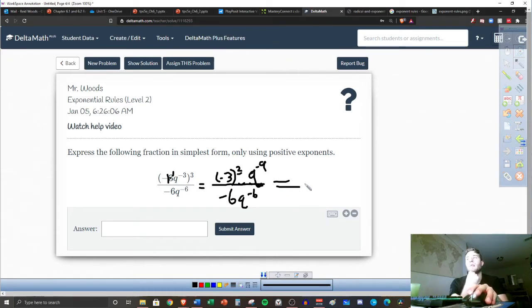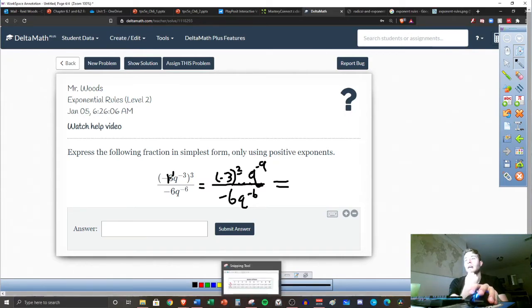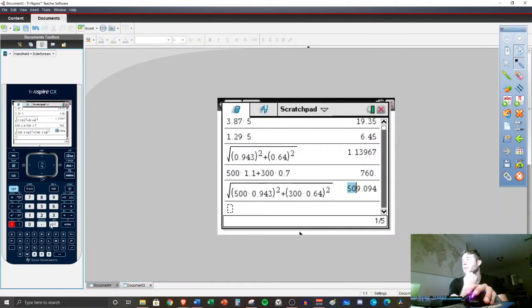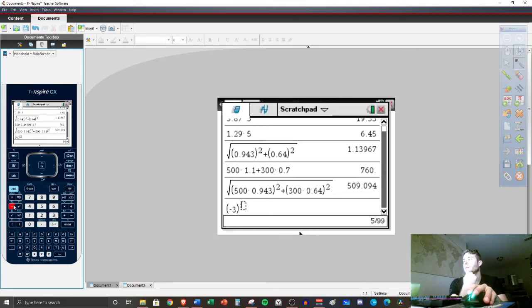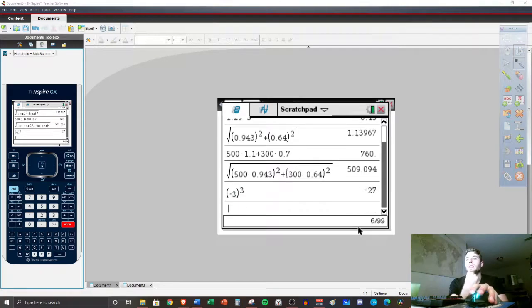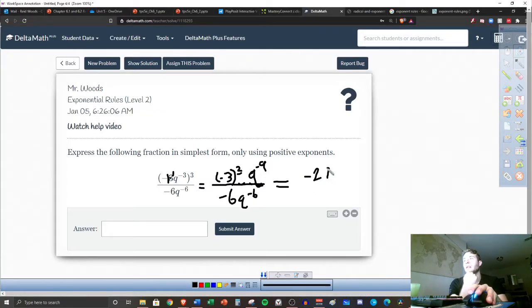First thing, I'm going to raise this -3 to the 3rd. If you raise it to that power, you can use your calculator to do that. I'll just do this, -3, put in parentheses, -3 to the 3rd. What happened there? I don't know. Parentheses, -3 to the 3rd. There we are. -27, so that's -27. We'll keep this q to the -9, and then -6q to the -6.